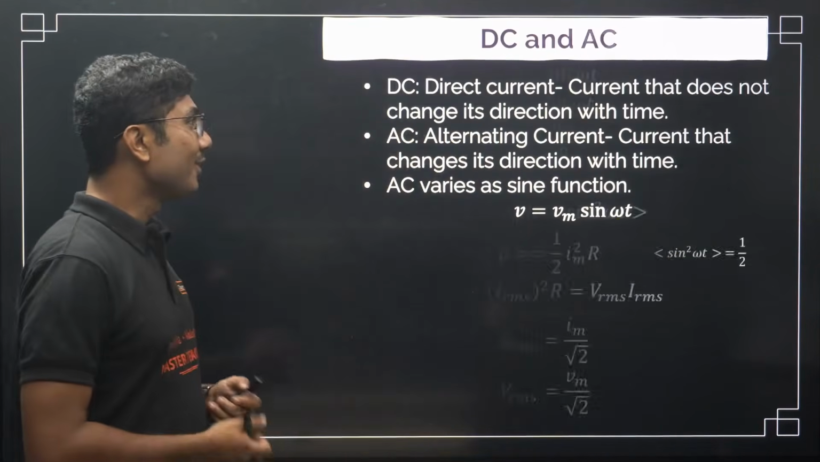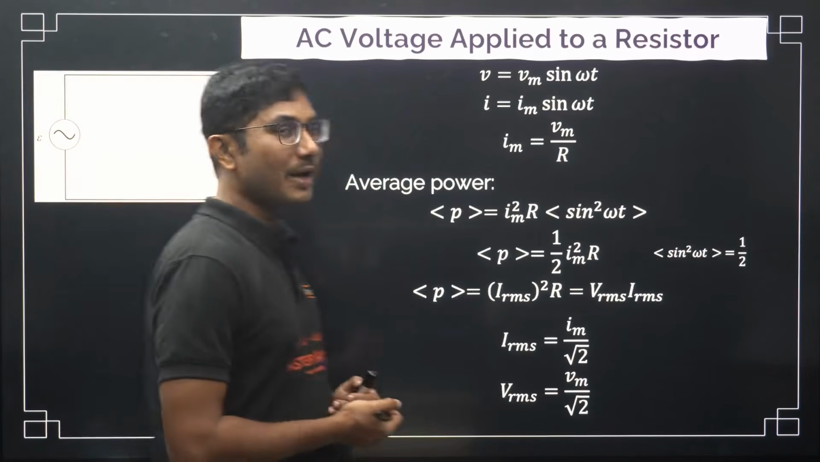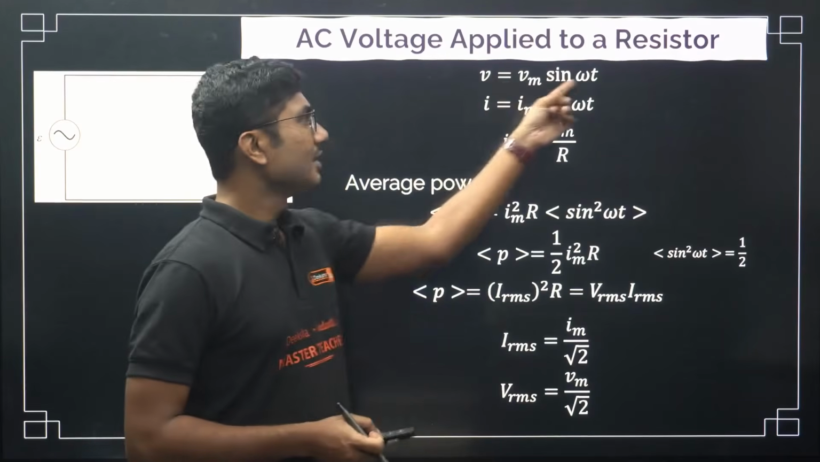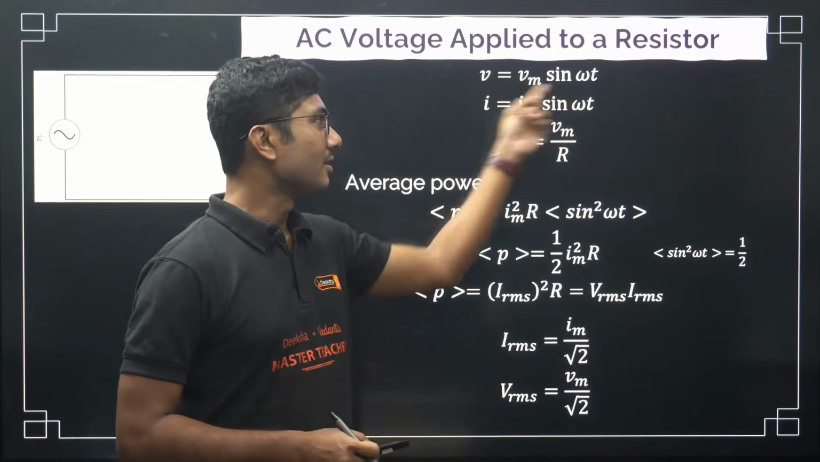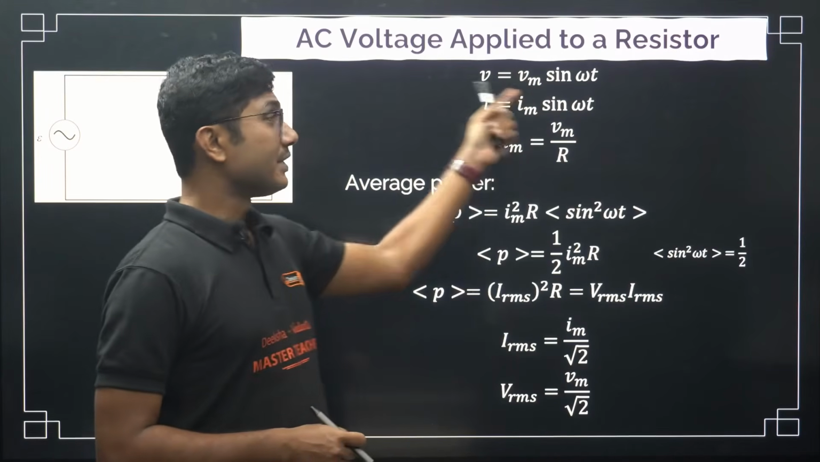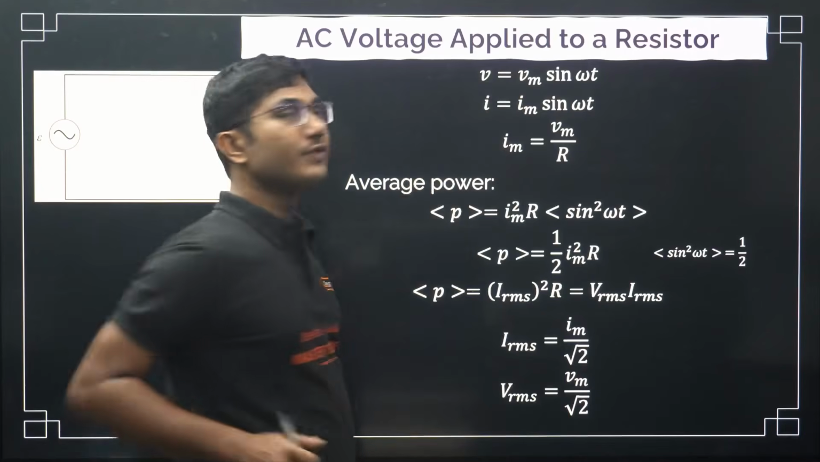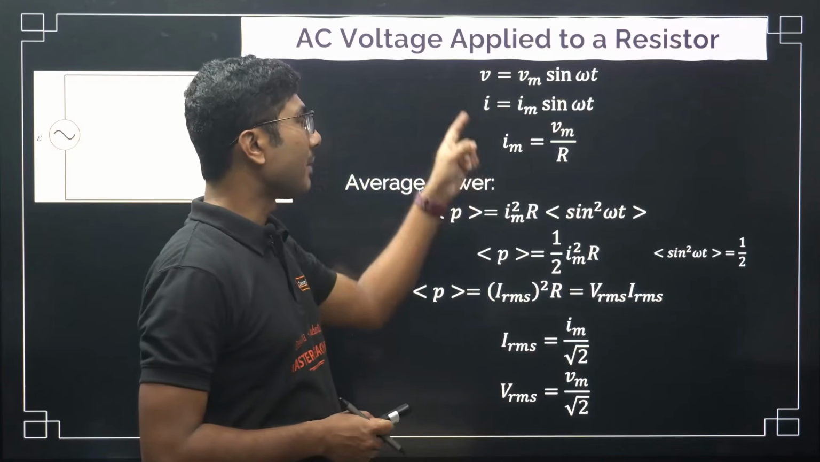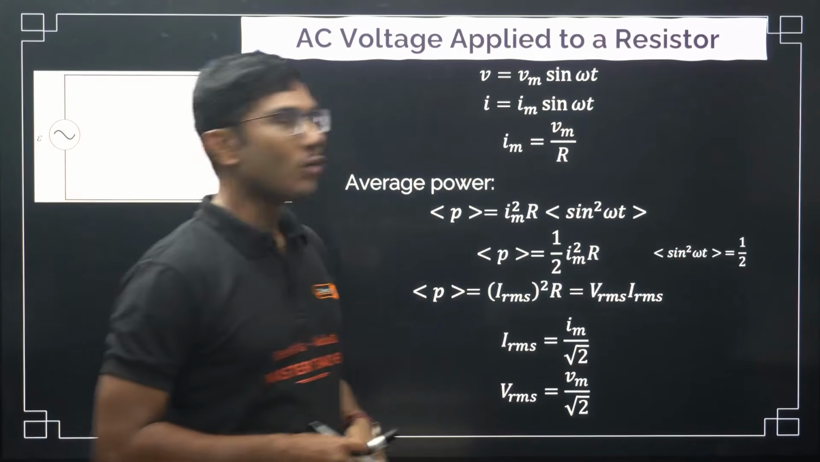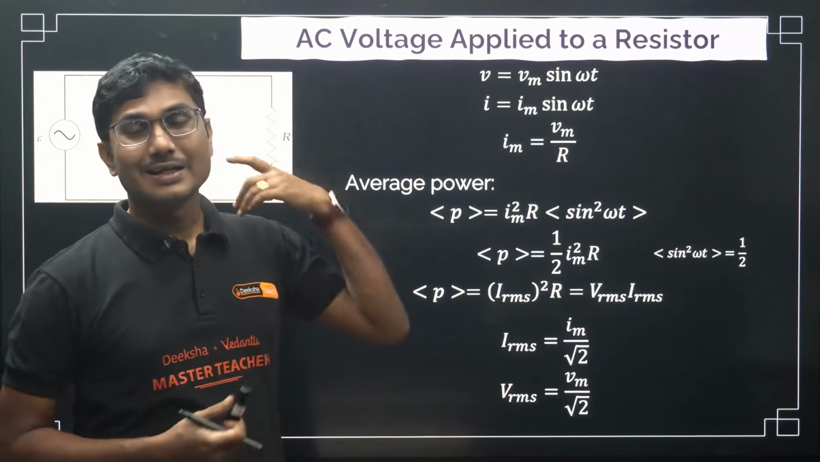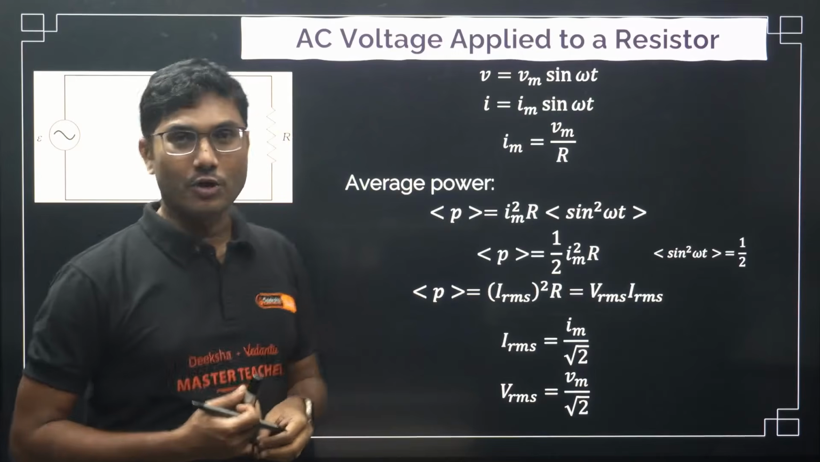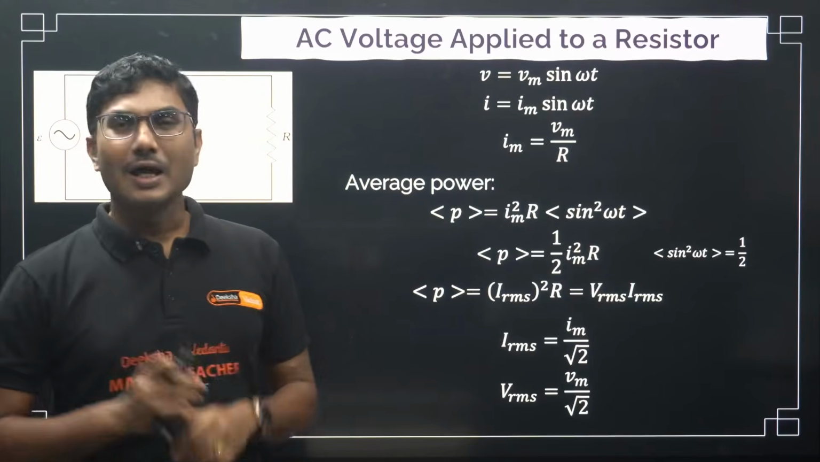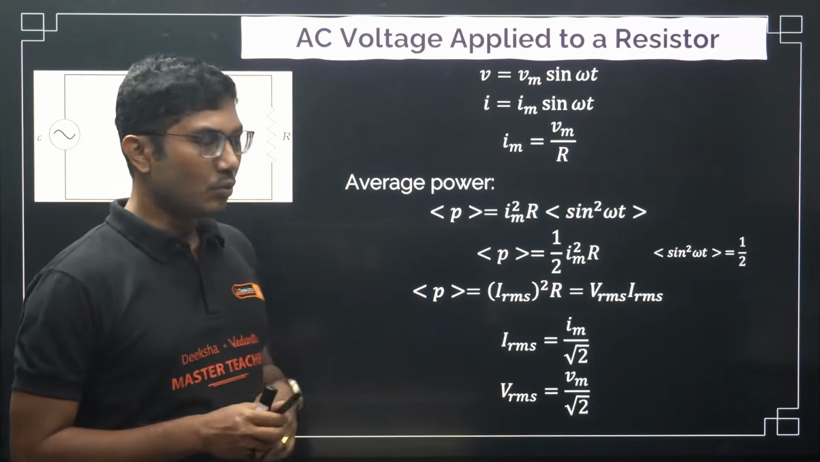Now let's move on to the next part, AC voltage applied to a resistor. Very important concept. This is the symbol or representation of AC voltage: V = Vm sin ωt. If you apply this voltage, the corresponding current will be given by I = Im sin ωt. Like we have done in Ohm's law, V = IR, the same principle is applicable in AC as well, even though the resistance term is more general in case of AC.